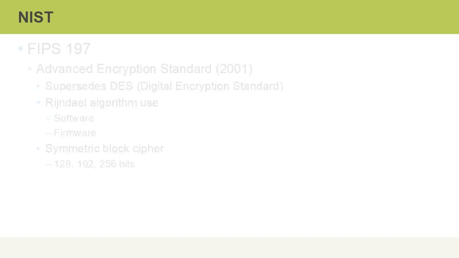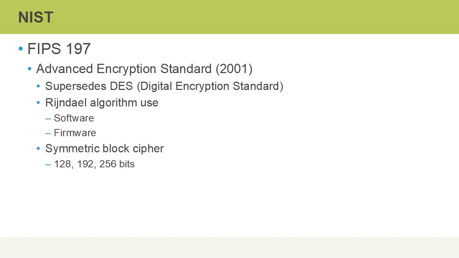retinal scan. FIPS 197 deals with the Advanced Encryption Standard as of 2001. It supersedes the 1970s derived DES, or Data Encryption Standard. AES uses the Rijndael algorithm, and it's applied to both software and firmware. So it can be used in many different devices or many different operating systems and applications. AES is a symmetric block cipher that supports 128, 192, and 256 bits.